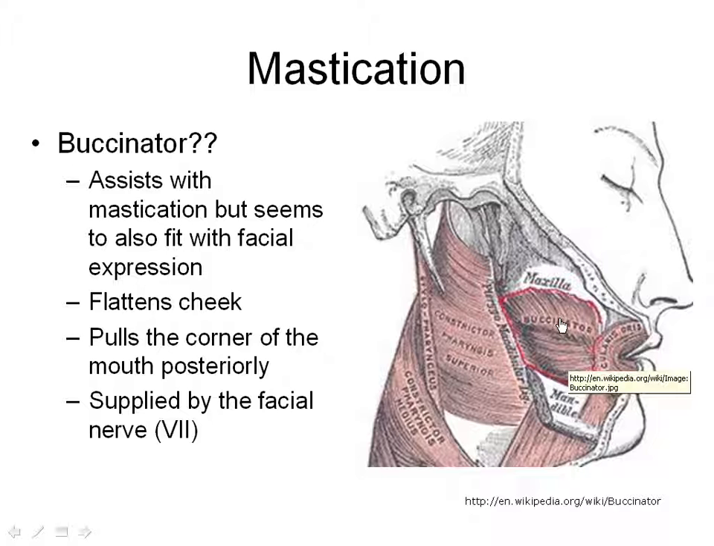It helps to flatten your cheek, pulls the corner of your mouth posteriorly, and here's why we mostly think it fits with facial expression. Notice it's supplied by the facial nerve number 7, similar to the rest of the muscles of facial expression. So in general, the muscles of mastication are supplied by the trigeminal nerve number 5, and the muscles of facial expression are supplied by the facial nerve number 7. And we have the buccinator, which seems to fit into both categories.